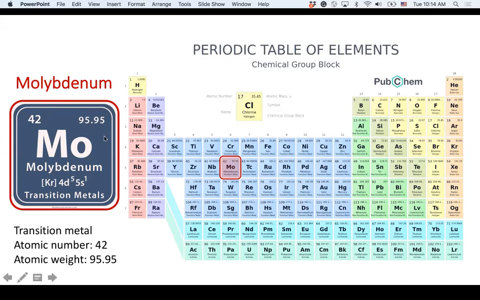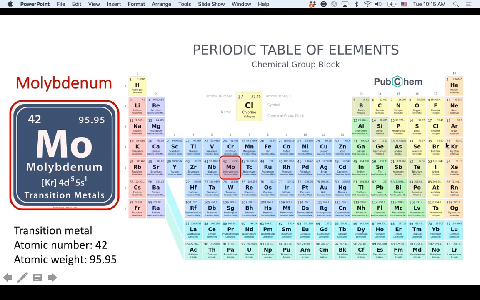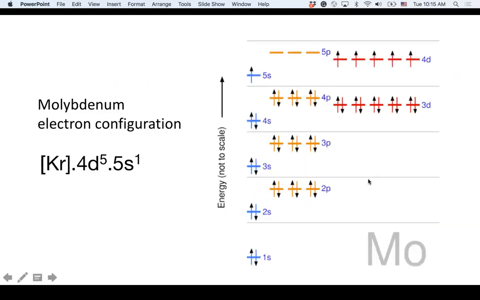The molybdenum electron configuration has this representation. Krypton is the atom here. This is krypton. It represents the fully filled shell configuration. This krypton is something like neon, helium, argon. They are inert gases. Once they form a complete shell, usually they don't contribute to the chemical potential. So all we need to worry about is the electrons beyond this complete shell.